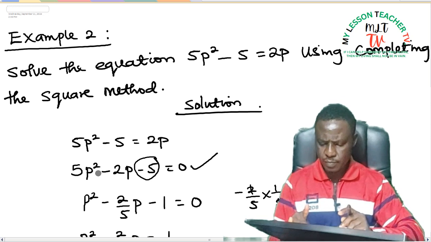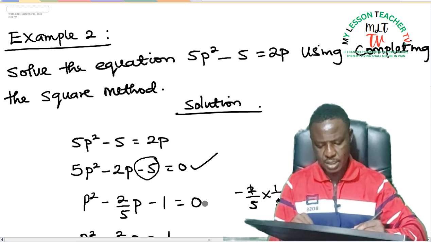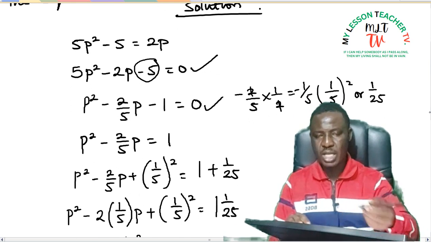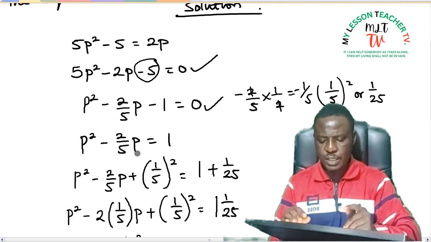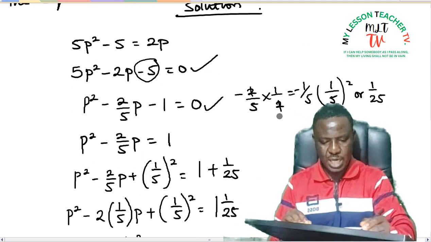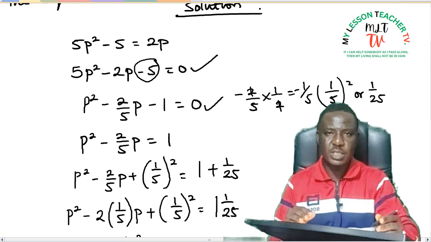So dividing through by 5, we got this, and then you move the constant term to the other side of the equation. Find half the coefficient of p, square it, which I did here, and then you add it to both sides.